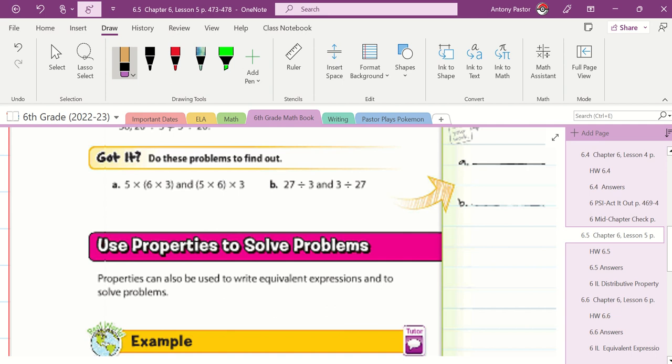And then B, right off the bat, we can tell it's not going to be equivalent because there is division going on. And 27 divided by 3 is a whole lot different than 3 divided by 27. Therefore, for B, they are not equivalent. I don't really need a property identifying it, but since there's 2 numbers, it would technically be commutative property. But it's not, because commutative property is only for addition and multiplication.